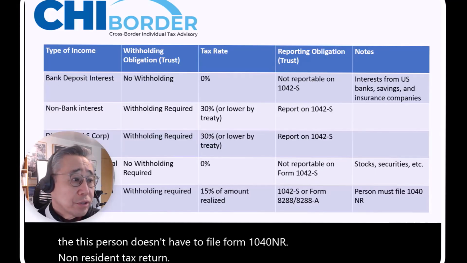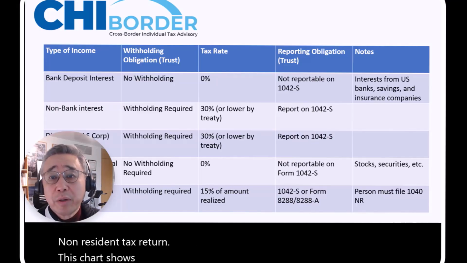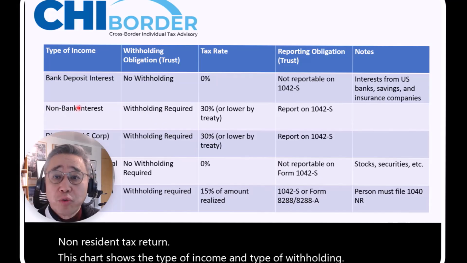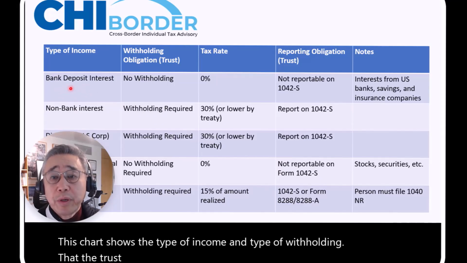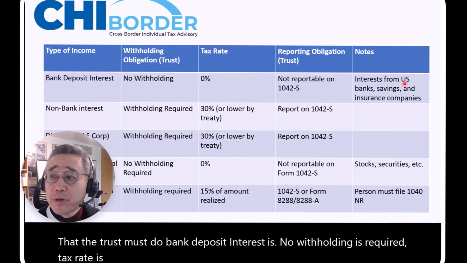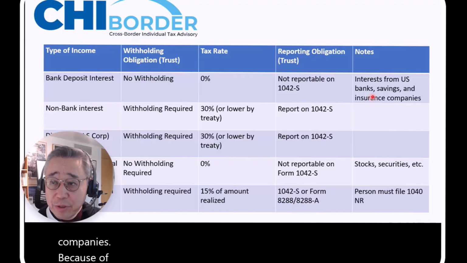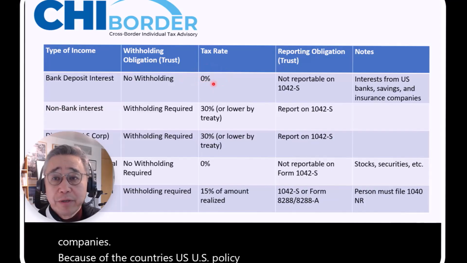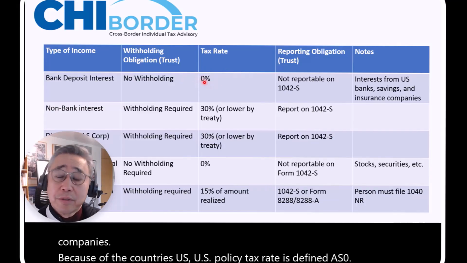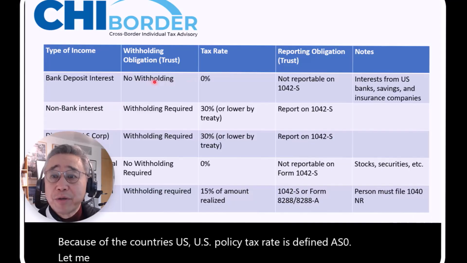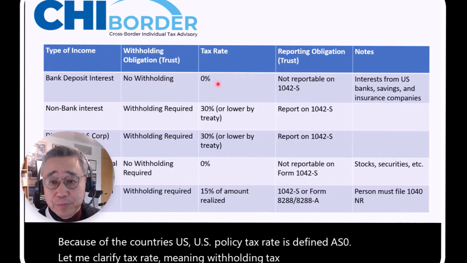This chart shows the type of income and type of withholding that the trust must do. For bank deposit interest, no withholding is required. The tax rate is zero because, for interest from U.S. bank savings and insurance companies, because of the U.S. policy, the tax rate is defined as zero. Let me clarify, withholding tax rate is zero.